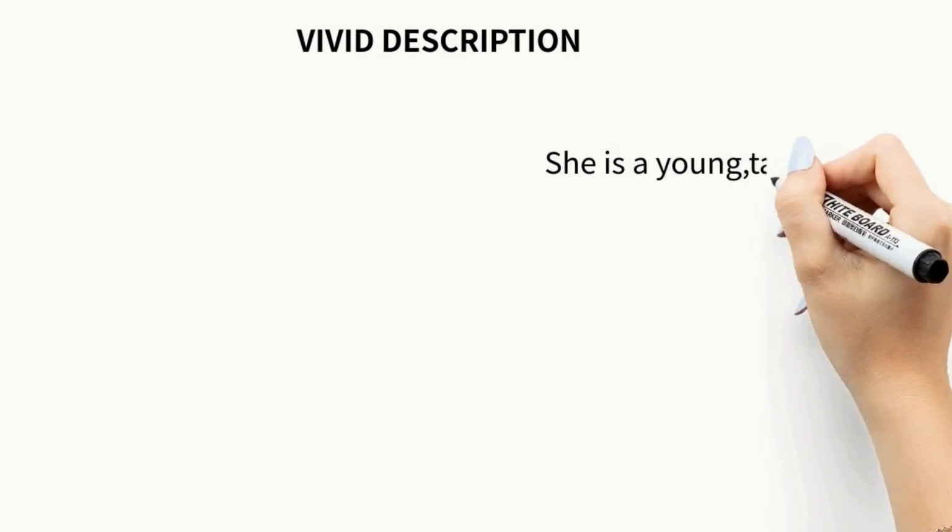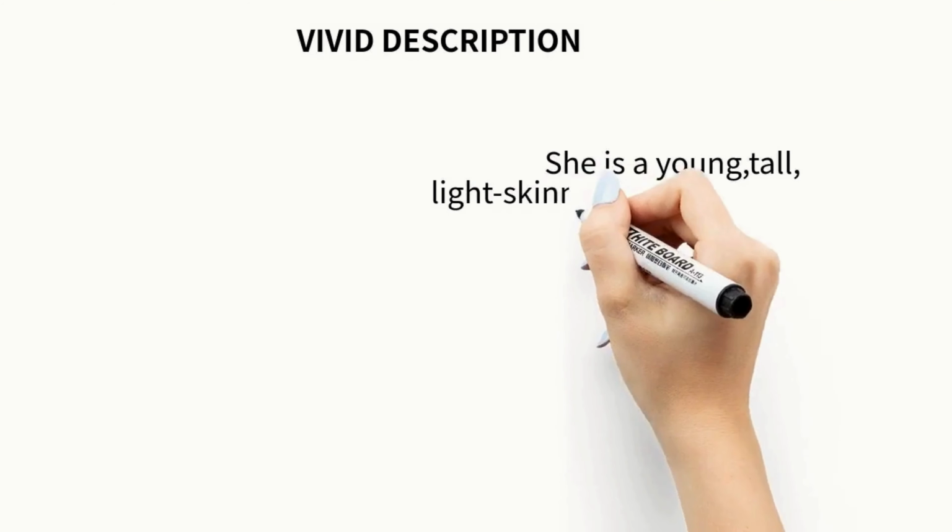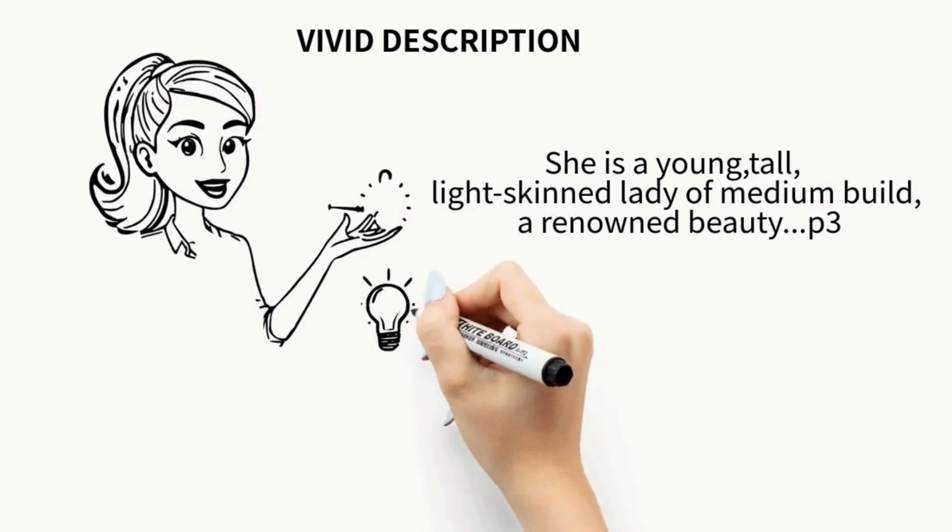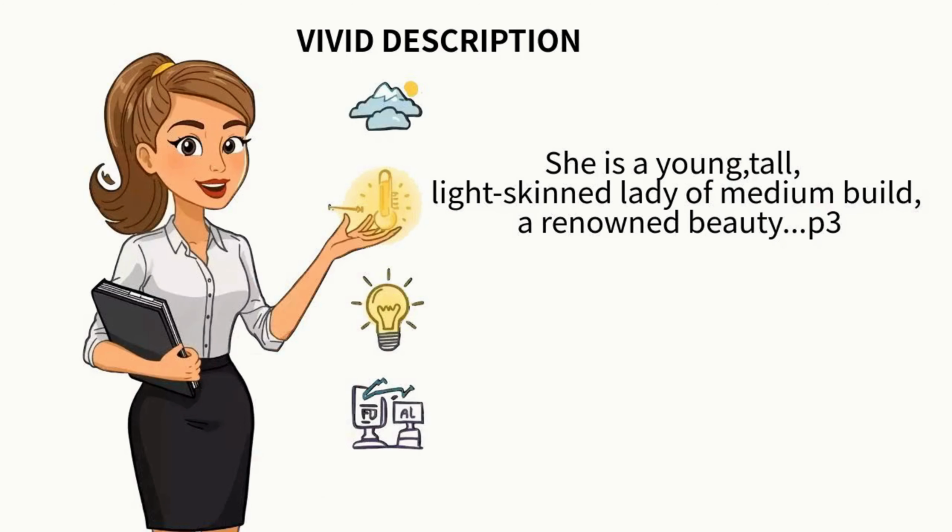Vivid description is a style used in Act 1, Scene 1, and our focus is going to be Teacher Nicole. She is described as a young, tall, light-skinned lady of medium build, a renowned beauty. Now, the question is, why does the author use vivid description in their work of art? Vivid description is used in order to make us readers have a mental picture of who the characters are.